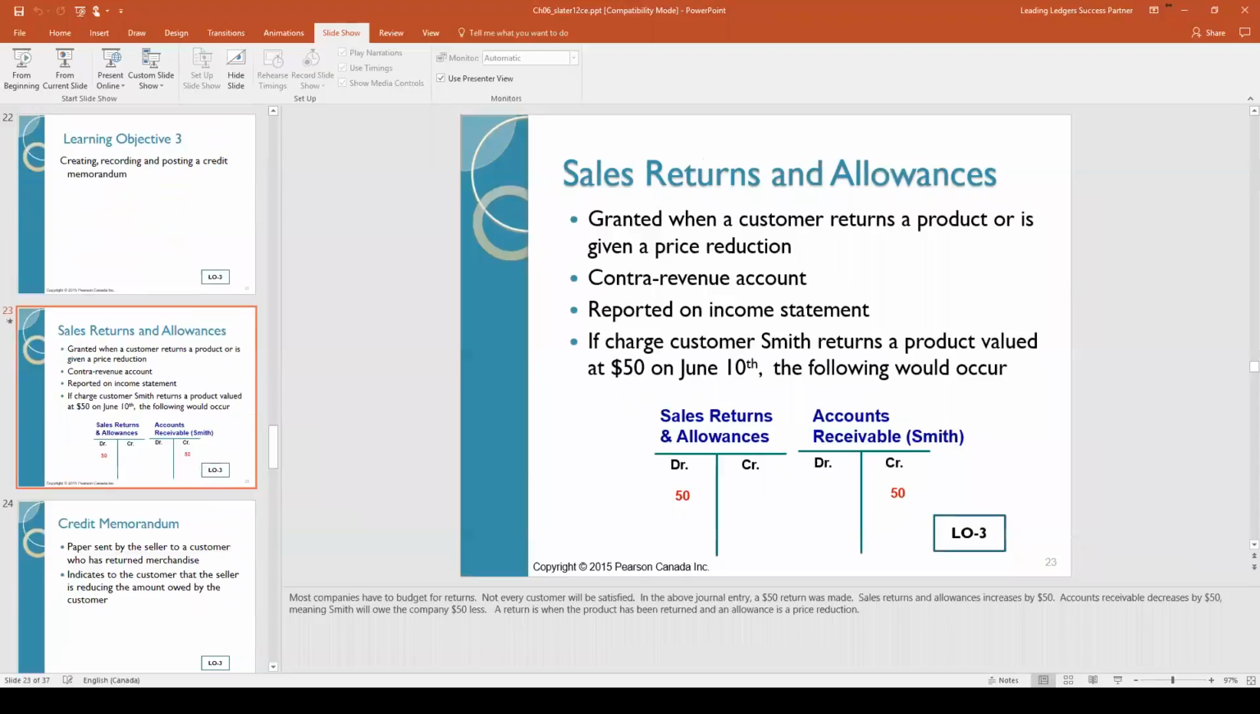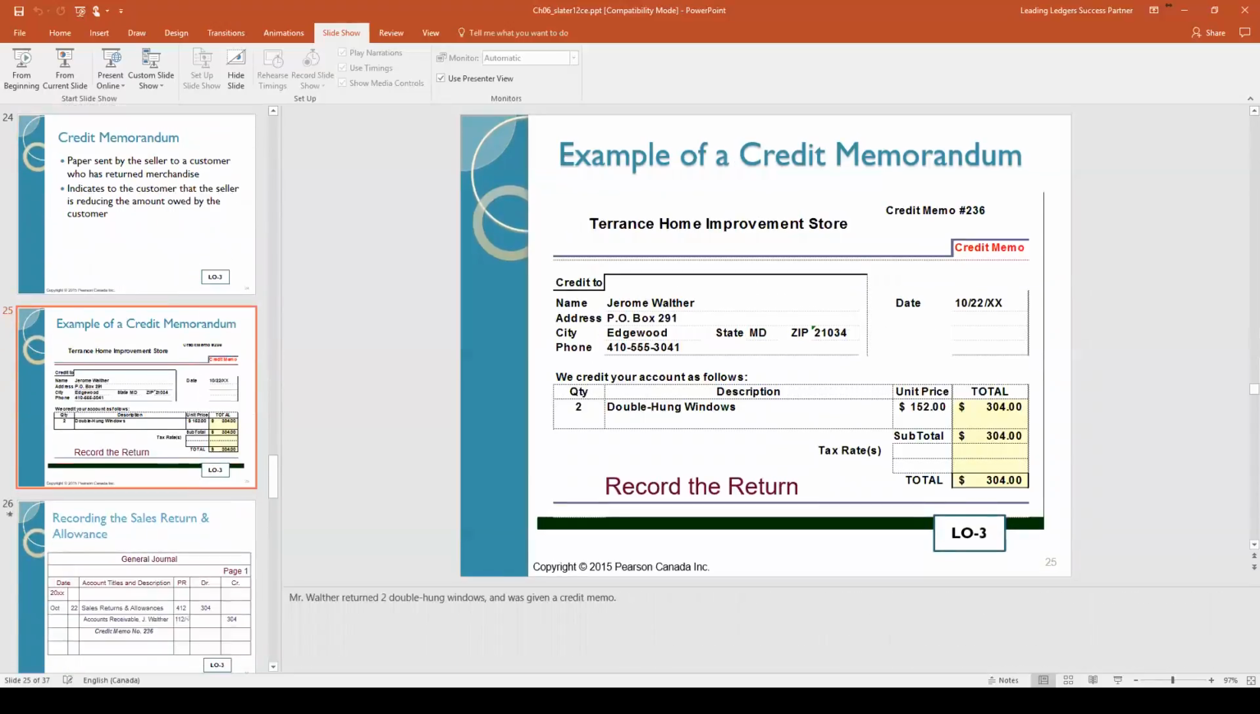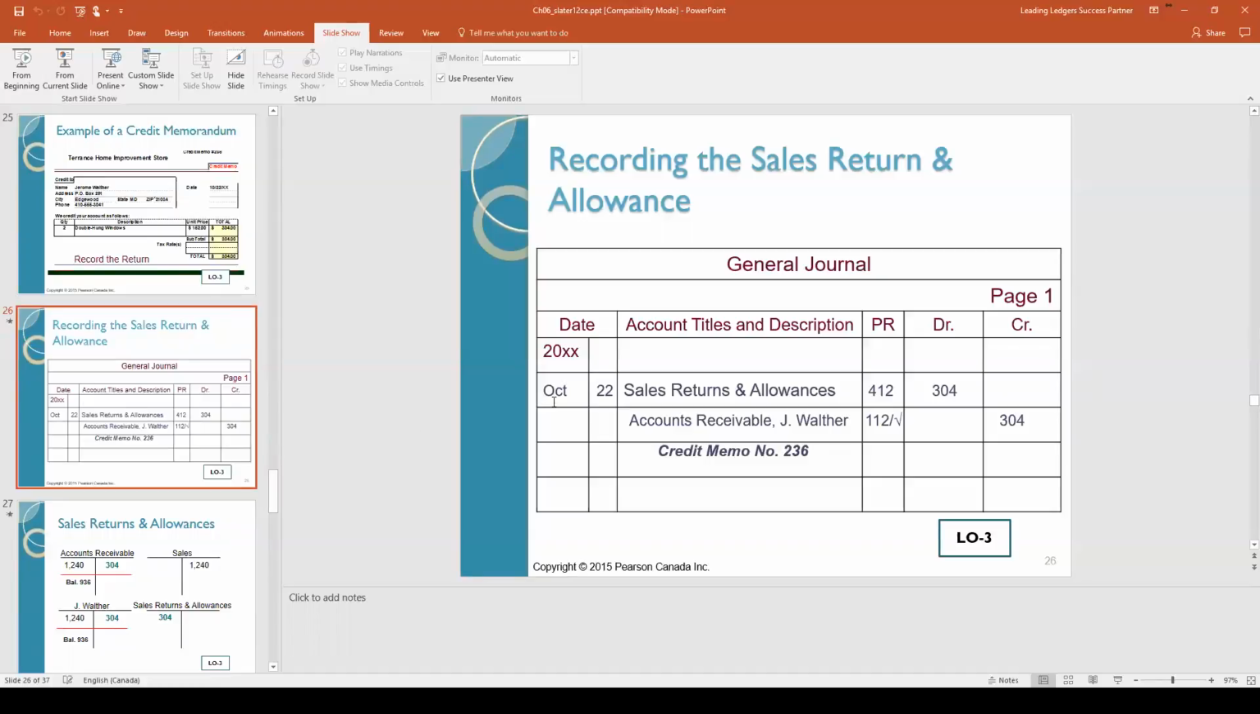The next thing I wanted to show you is a credit memo. The thing with credit memos is that they don't fit into any of the special journals. A credit memo is not a sale. It's actually a sales return. So it doesn't go into the sales journal.